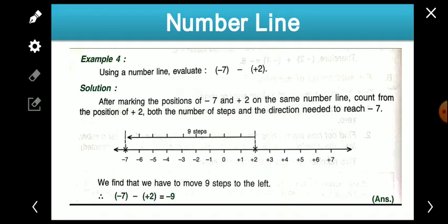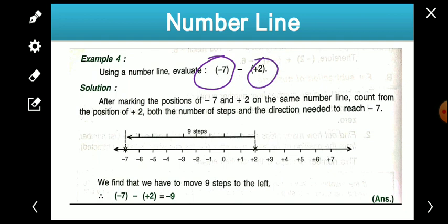Now let's take another example. We have to evaluate this subtraction: we have to subtract plus 2 from minus 7. So two numbers are there, minus 7 and plus 2. We will mark both numbers on the number line. Plus 2 has been marked and minus 7 has been marked.